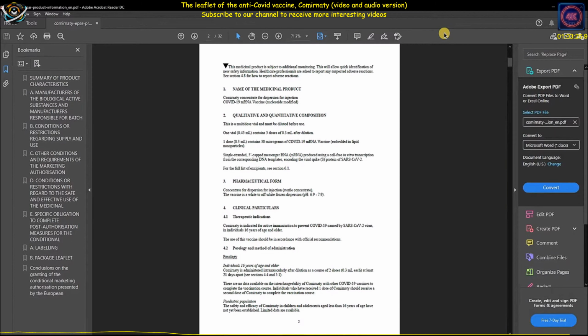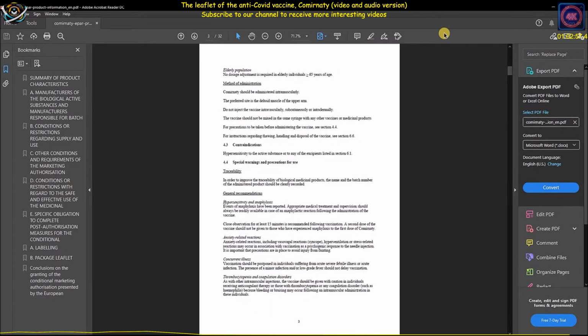There are no data available on the interchangeability of Comirnaty with other COVID-19 vaccines to complete the vaccination course. Individuals who have received 1 dose of Comirnaty should receive a 2nd dose of Comirnaty to complete the vaccination course. Pediatric population. The safety and efficacy of Comirnaty in children and adolescents aged less than 16 years have not yet been established. Limited data are available. Elderly population. No dosage adjustment is required in elderly individuals greater than or equal to 65 years of age.